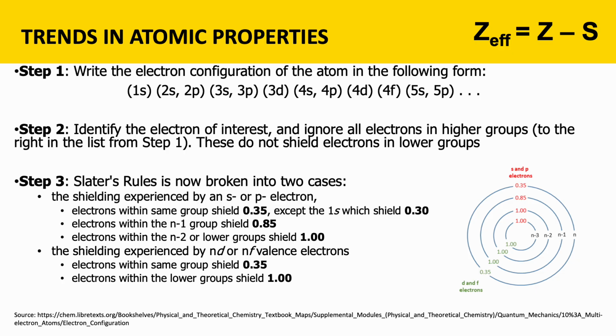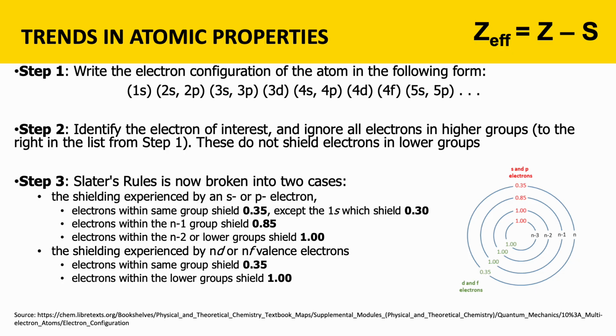So identify the electron of interest and ignore all electrons in the higher group to the right in the list from step 1, and these do not shield the electrons in the lower group. So if you are here and you want to know your Zeff to here, then you need to ignore all your electrons at the back, because they do not screen your Zeff, or nuclear charge attraction towards the nucleus, because they are already behind you. You want to take into account the electrons in front of you, so mainly your inner electrons.